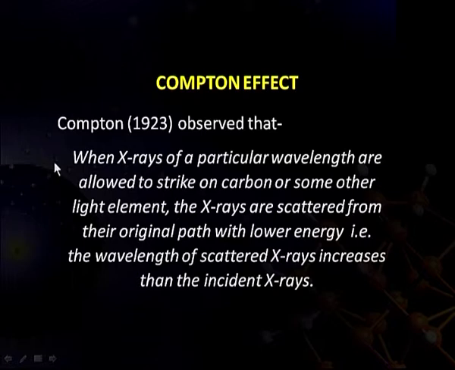Now, I would like to explain the Compton effect. Compton in 1923 observed that when X-rays of a particular wavelength are allowed to strike on carbon or some other light element, the X-rays are scattered from their original path with lower energy, that is the wavelength of scattered X-rays increases than the incident X-rays.